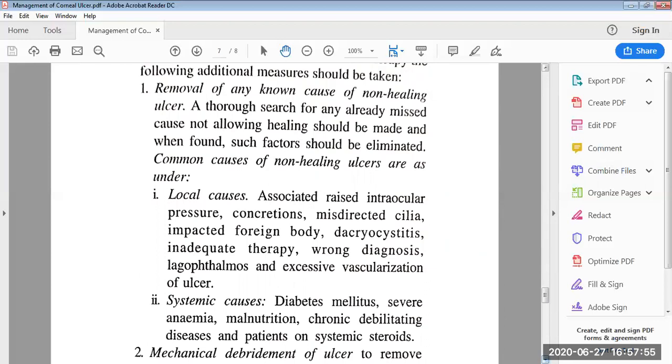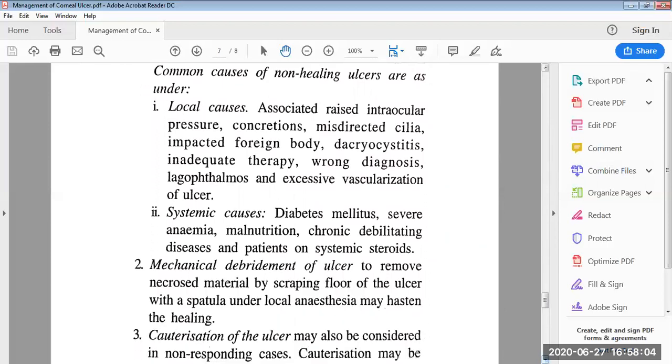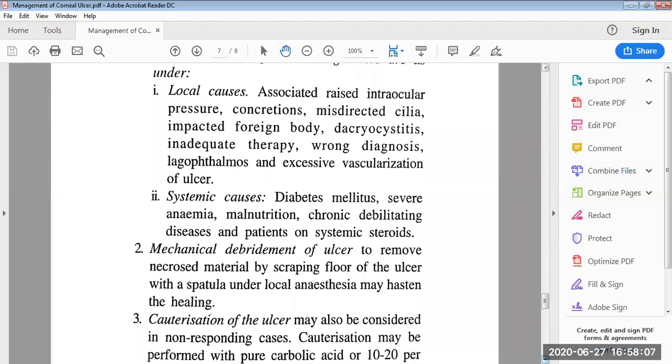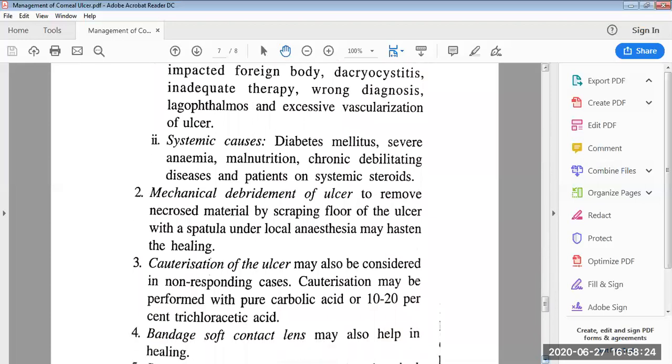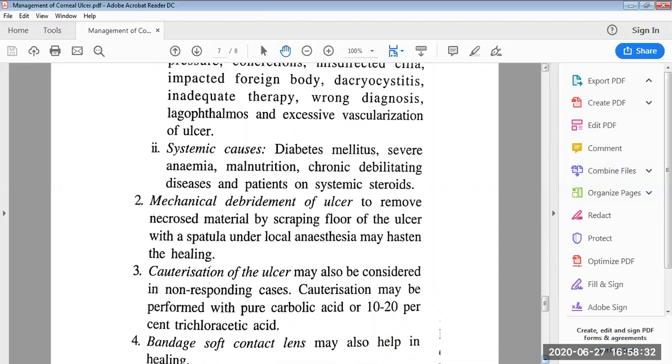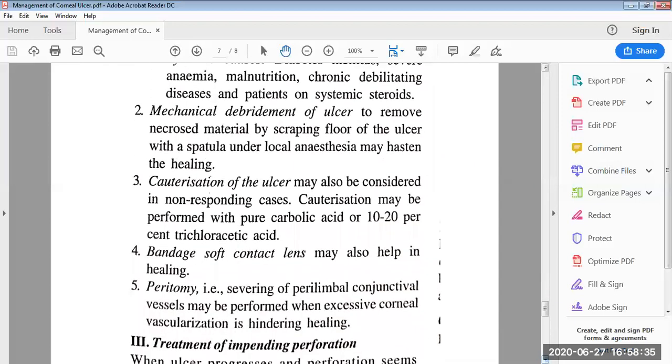The common causes of non-healing ulcers are as under. Local causes: the associated raised intraocular pressure, concretions, misdirected cilia, impacted foreign body, dacryocystitis, inadequate therapy, wrong diagnosis, lack of ophthalmic care, and excessive vascularization of the ulcer. Systemic causes: diabetes mellitus, severe anemia, malnutrition, chronic debilitating diseases, and patients on systemic steroids. These causes should be eradicated.